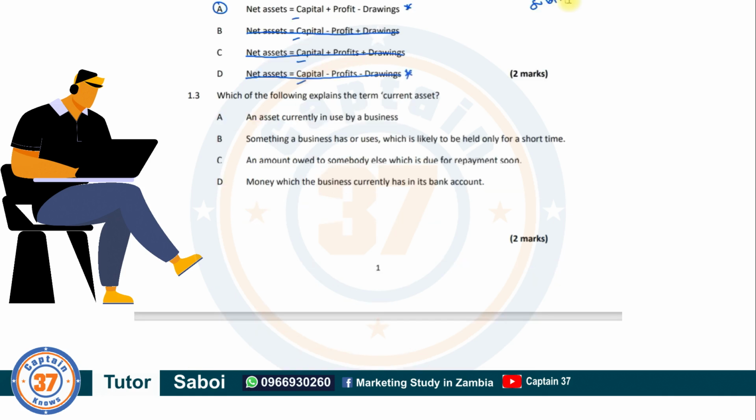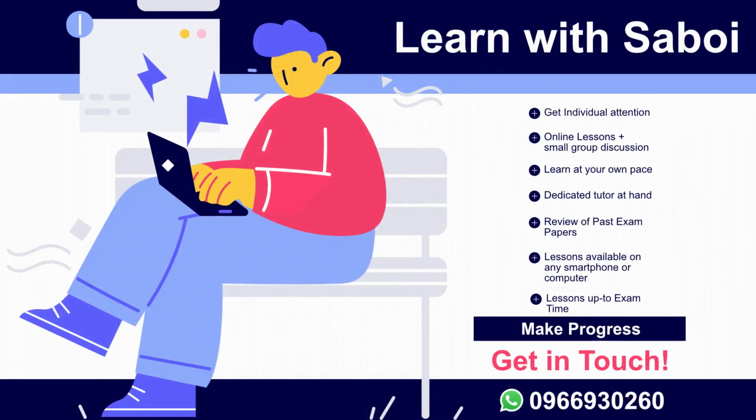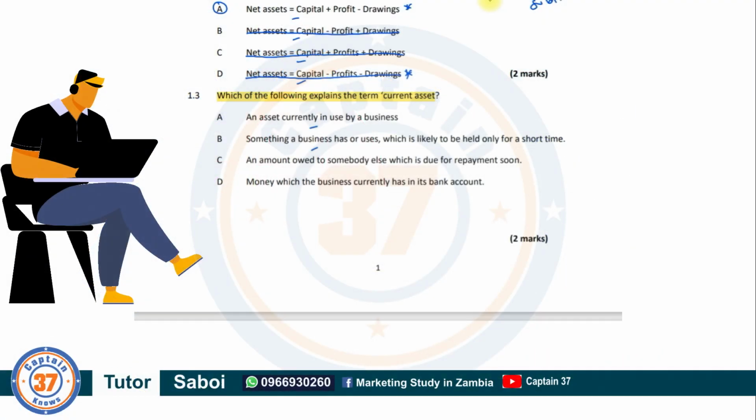Question number 3. Which of the following explains the term current assets? So, is it A, that a current asset is an asset currently in use by a business? Or is it B, that a current asset is something a business has or uses which is likely to be held only for a short time?